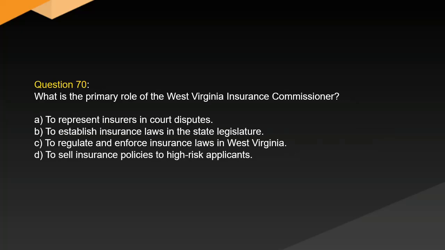Question 70. What is the primary role of the West Virginia Insurance Commissioner? A. To represent insurers in court disputes. B. To establish insurance laws in the state legislature. C. To regulate and enforce insurance laws in West Virginia. D. To sell insurance policies to high-risk applicants.